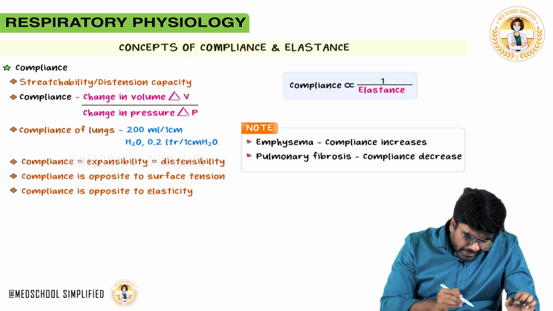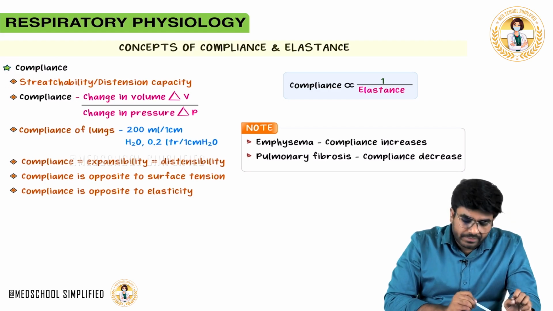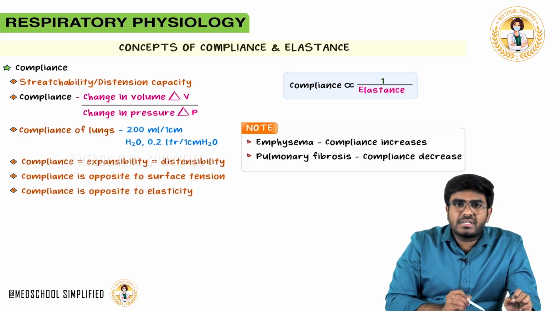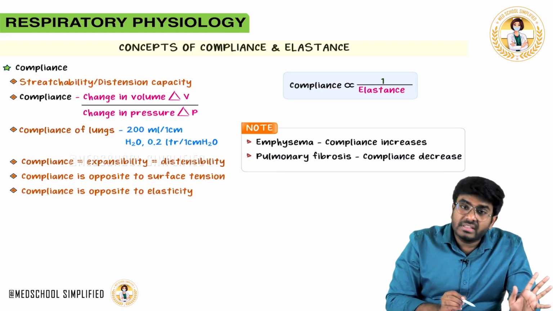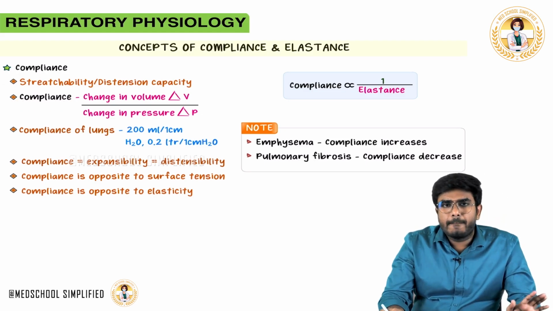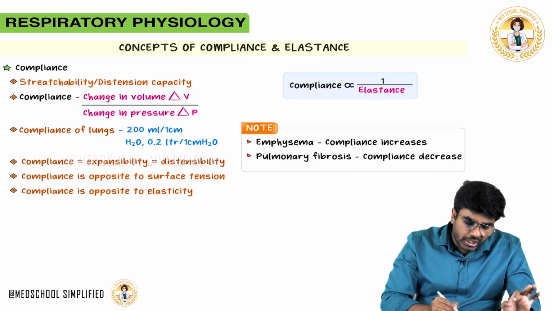See, compliance, as I have explained to you, is also called stretchability or distending capacity of any substance. Stretchability or distending capacity is measured with compliance. Now, what is the formula for the compliance? Formula for the compliance is delta V by delta P, change in volume with the change in pressure.